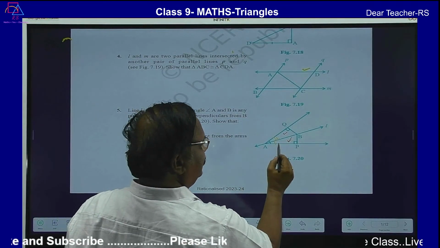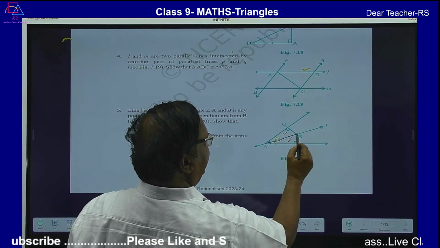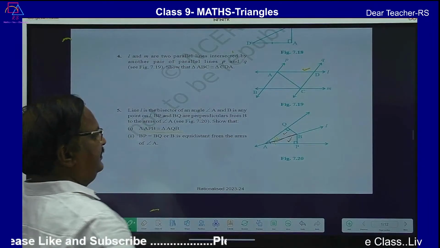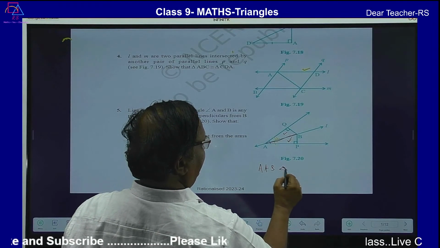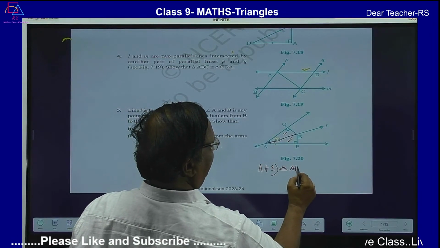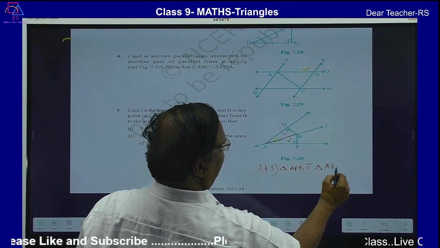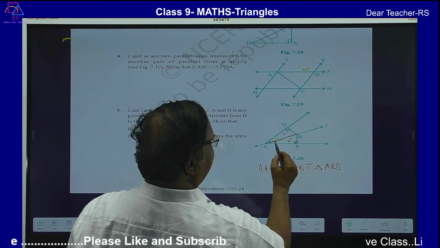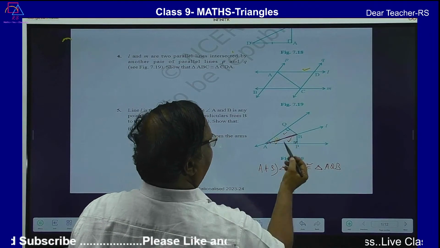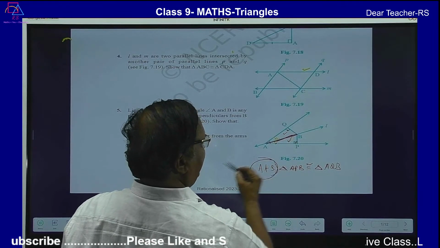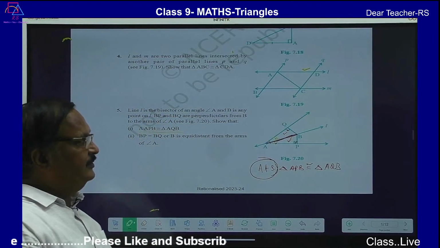Already 1 is equal to 2 and here 90 degrees, here 90 degrees, and AB is common side. So angle side AAS, triangle APB is congruent to triangle AQB. Write 90 degrees, this 1 and this common side. 90 degrees, this 2 and this common side. That means by AAS, APB is congruent to AQB.